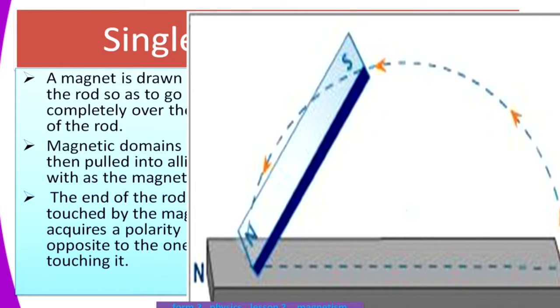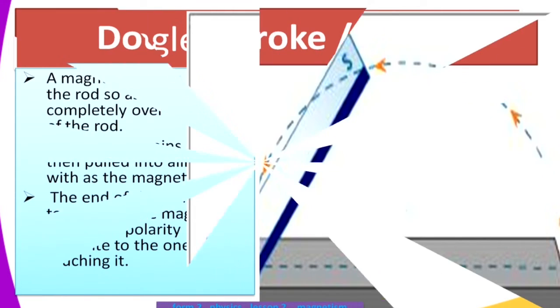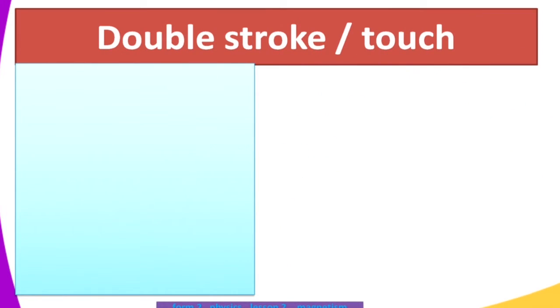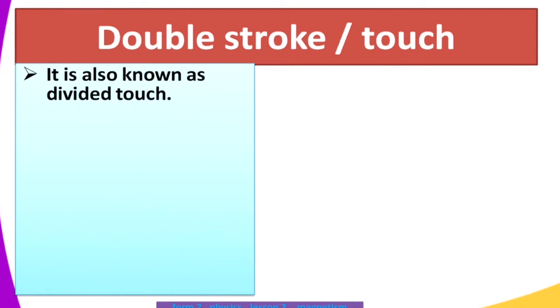Now, the other method is called the double stroke or touch method. Double means that we are using two magnets. It is also known as divided touch. We are dividing, actually having two magnets.